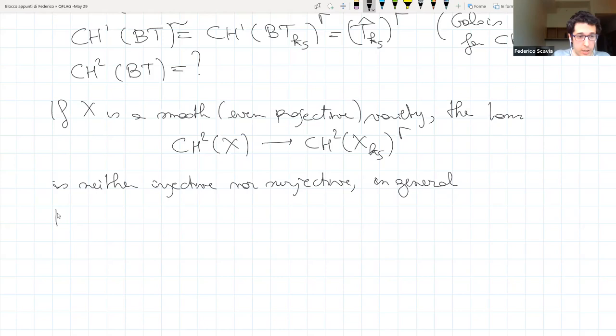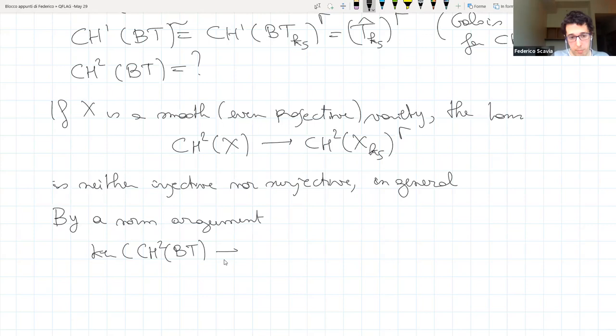Let's look at our situation. In the case of BT, we can use a norm argument to study the kernel. The kernel of the base change map from Chow two of BT to Chow two of BT over K_s, and there's no need to put Gamma-invariance since I'm considering the kernel, is equal to the torsion of Chow two of BT.